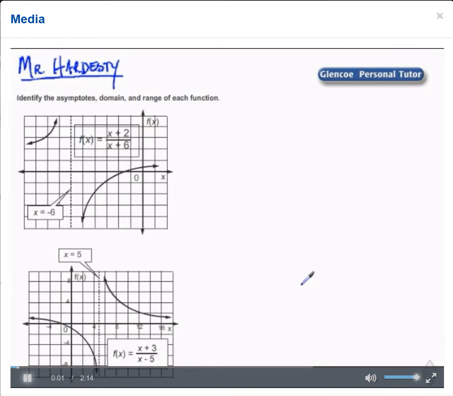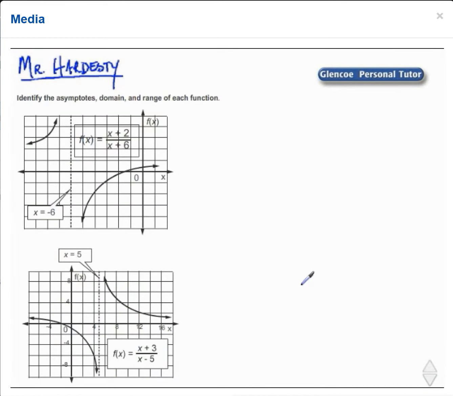This is Mr. Hardesty. Let's take a look at a problem where we determine the properties of reciprocal functions. Identify the asymptotes, domain, and range of each function.